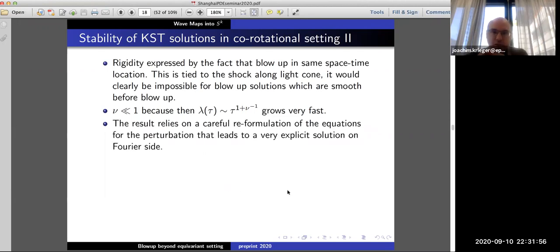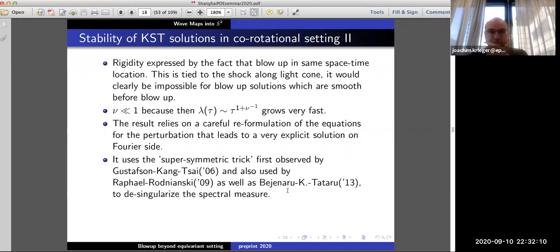Now, to get this type of result, like I said, one has to be very careful how one translates things to the Fourier side. In particular, one has to be careful with this transference operator, which translates r∂r into ξ∂ξ plus something. And also one has to get rid of this singular spectral measure. There one uses this supersymmetric trick that was introduced originally by Gustafson, Kang, Tsai, but I think it goes back to the physics literature. It was used by Raphaël, Rodnianski, later by Bejenaru, Tataru, and myself.